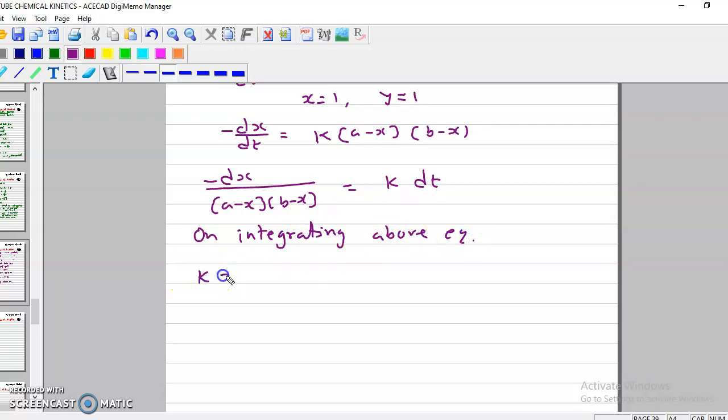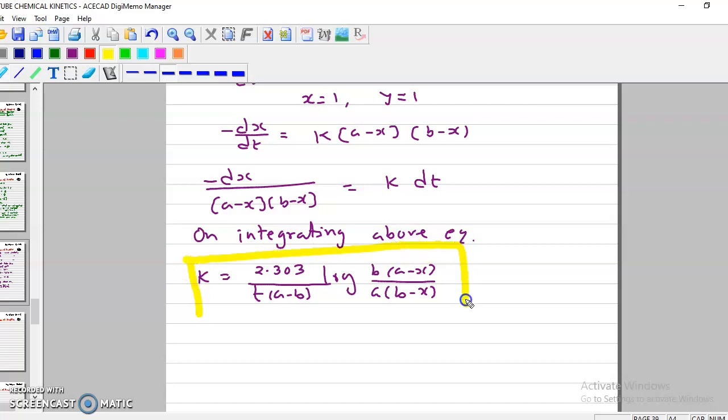we will get k is equal to, this is the final equation, 2.303 upon t into (a minus b), log of b into (a minus x) upon a into (b minus x). This is the final integrated relation for second order when both concentrations are different. So when a is not equal to b, we use this formula. When both concentrations are different, this is the case.